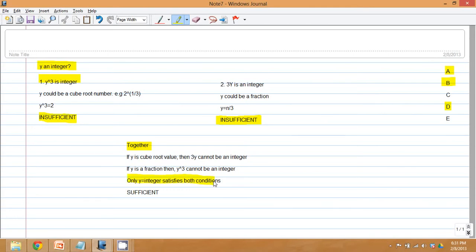Only in such values you would get y cube and 3y to be an integer, right? Let's not suffice with that itself. Let's try out negative numbers. You just think of any negative number, cube it. You will find that the answer would be a negative integer. Into 3, it would still be a negative integer. Take a 0. 0 cube would still be 0. 3y would still be 0. So for any other value, it would suffice. Just any positive or negative value would suffice, as long as it's not a fraction, not a decimal, not a cube root.